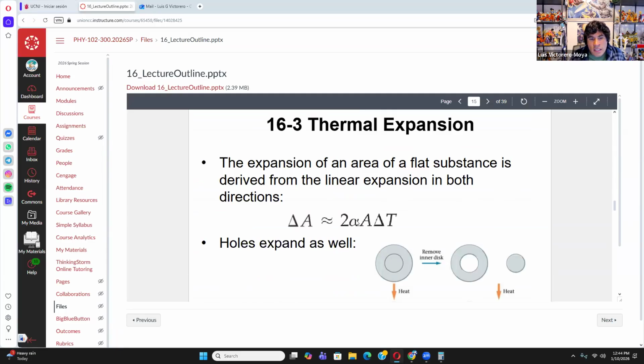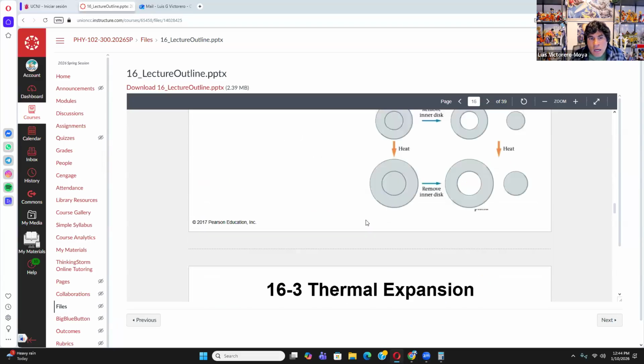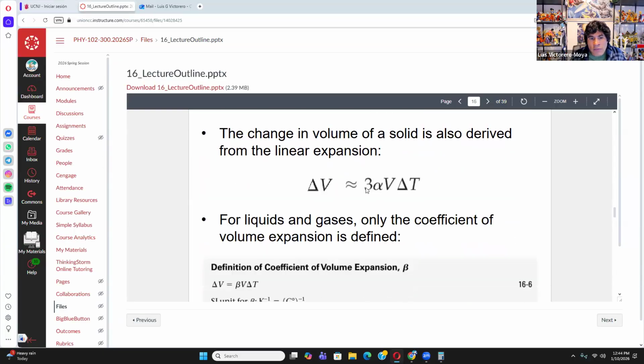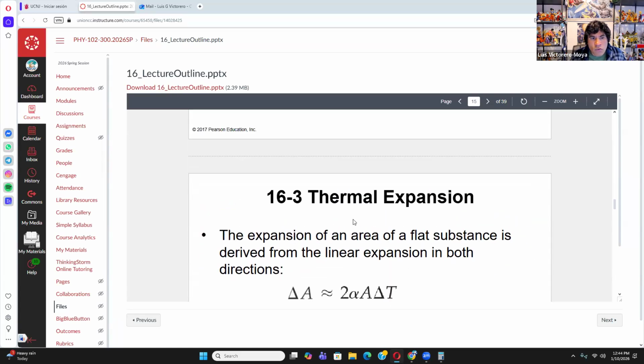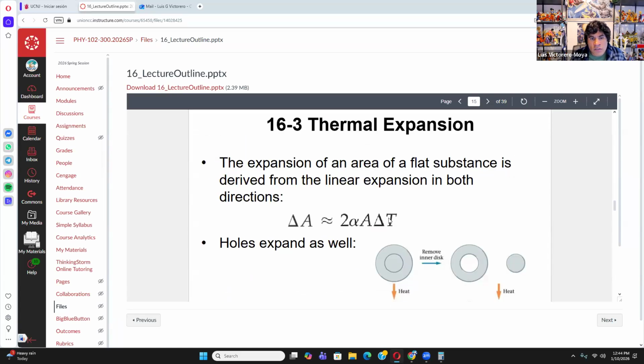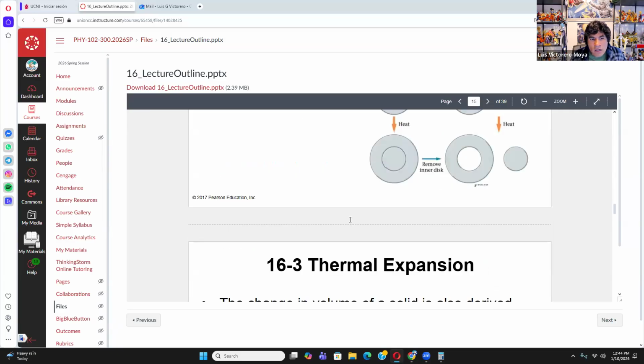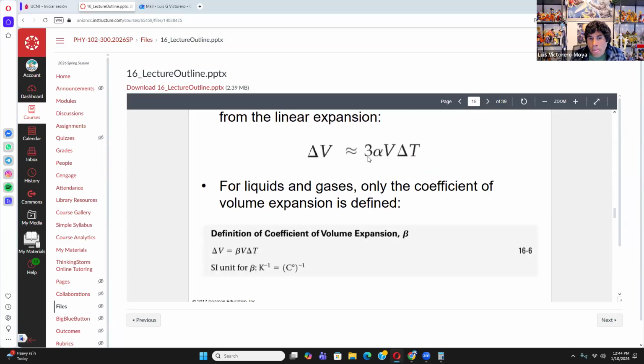And the only difference is that the coefficients of area and volume are basically twice and 3 times respectively, right? So this beta here is 3 times alpha. And for the area it is 2 times alpha. So it's the same equation, just twice here, and here will be 3 times.